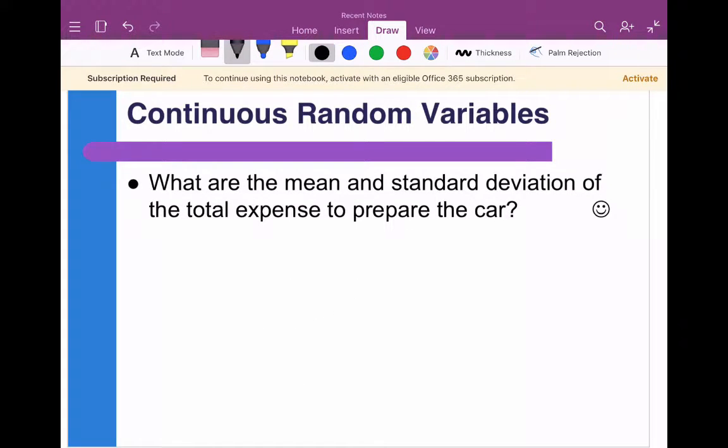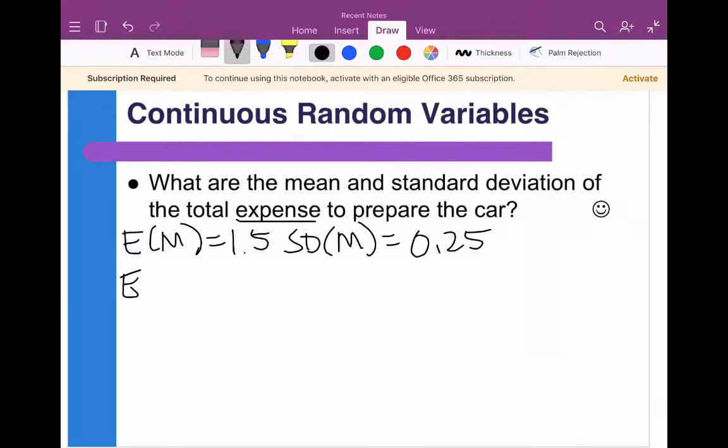Our next question is to find the mean and standard deviation of the total expense. So now we're talking about the money. Now they gave us money as a rate of dollars per hour. So the first thing we have to do is convert our expected values and standard deviations from minutes to hours. So the expected mechanical time was 90 minutes, which is 1.5 hours. And that had a standard deviation of 15 minutes, or a quarter of an hour. The expected appearance time, they told us, was an hour, or 60 minutes, and the standard deviation for the appearance was 5 minutes, which is a tenth of an hour.